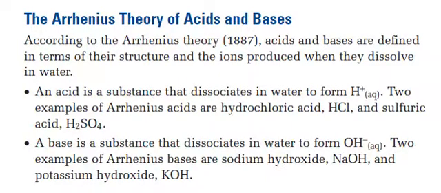Two examples of Arrhenius acids are hydrochloric acid, which is HCl, and sulfuric acid, which is H2SO4. A base is a substance that dissociates in water to form hydroxide ion, or OH negative. Two examples of Arrhenius bases are sodium hydroxide, NaOH, and potassium hydroxide, which is KOH.